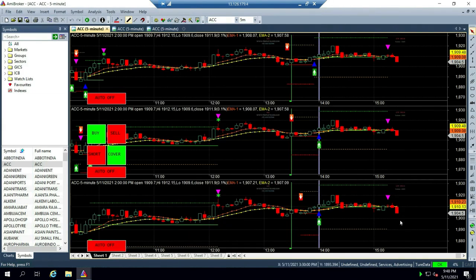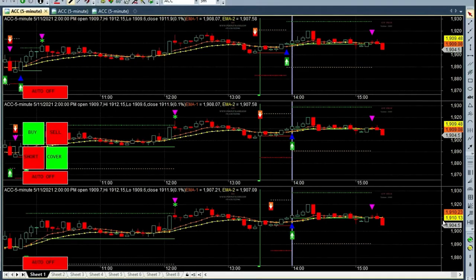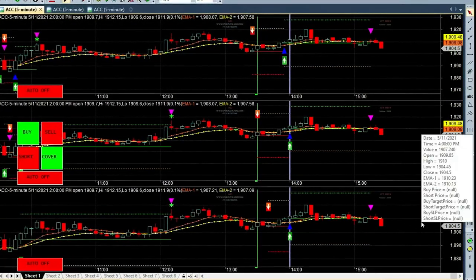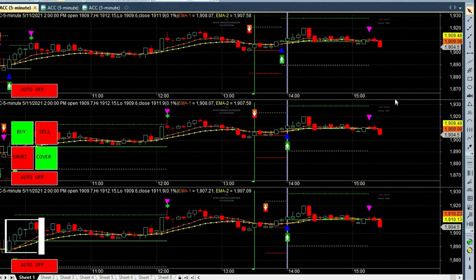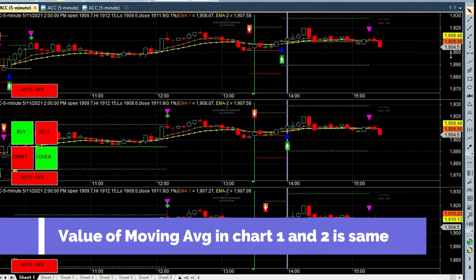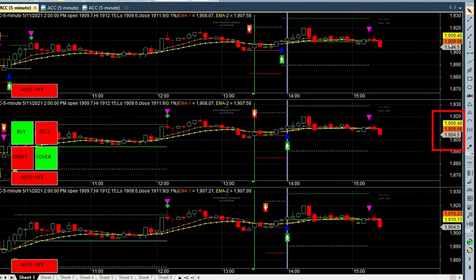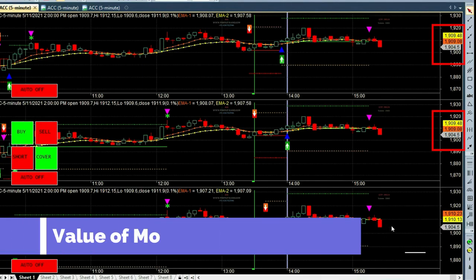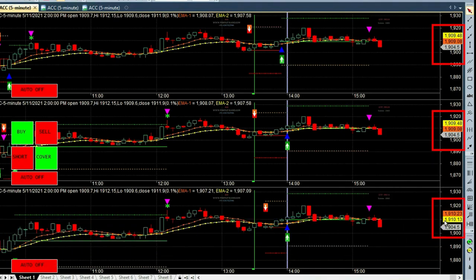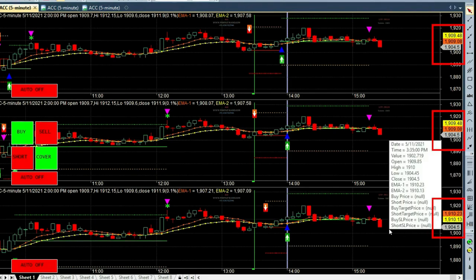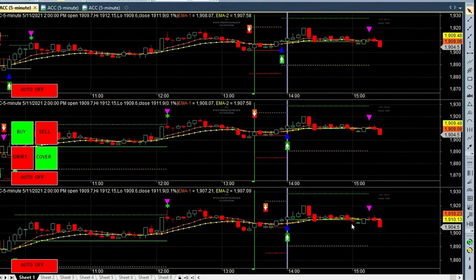Now before doing the bar replay also, I want to show you that the moving average value of the third chart is a little bit different than the first and second chart. In the first and second chart, since the moving average is based upon the closing price of the candle, it is the same: 1909.48, 1909.08. But since the moving average here is based upon the opening price of the candle, it is 1910.23, 1910.13. It is slightly different because opening and closing price of the candles are always different.